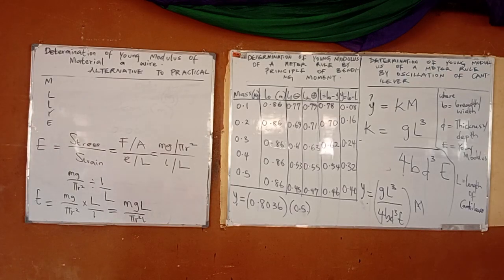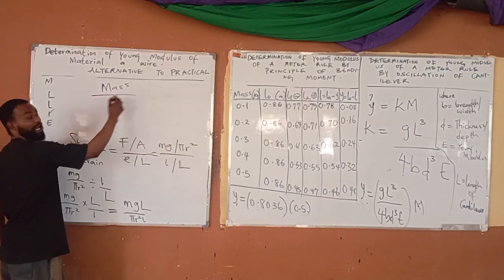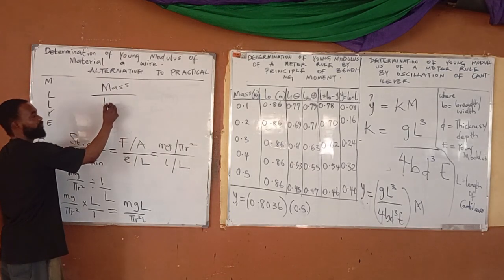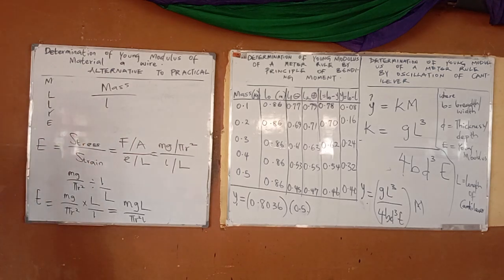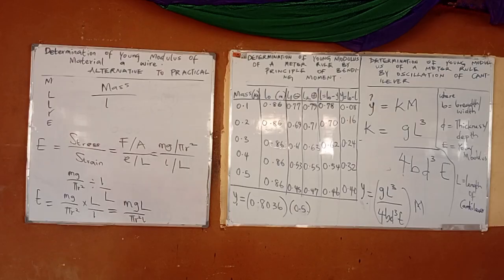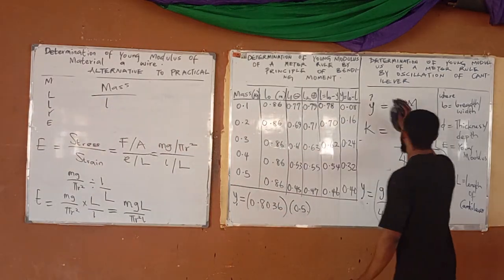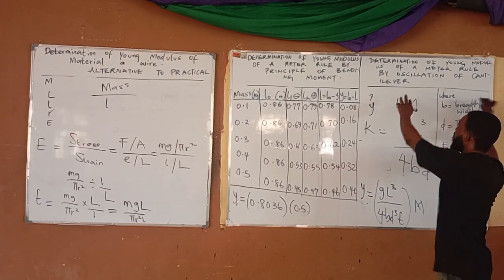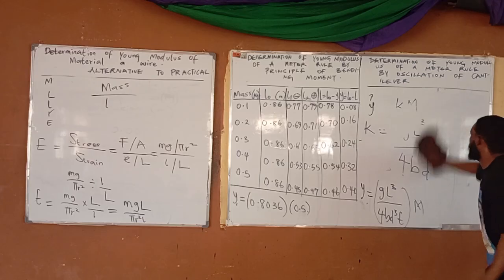Graph of mass against linear reading. That is the small L. Use it as L. Don't use it as 1, don't use it as I. Use it as L. So if I know this, I can clean this side now. The only thing remaining once we finish this question is the one that has to do with cantilever oscillation.